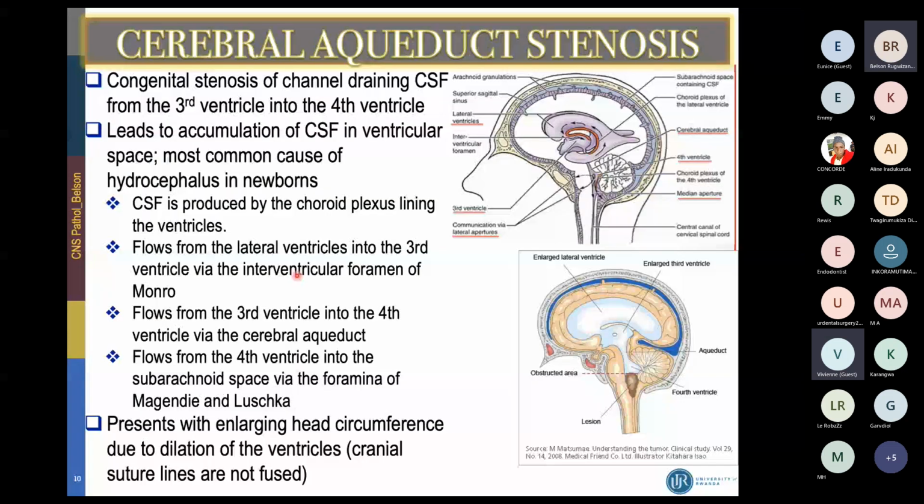So another defect is what they call cerebral aqueduct stenosis. So cerebral aqueduct, you know where it is located. So it is located just here, closer to the cerebellum. I think the raw diagram is better to show that. Yes, so it is here. I think you can see my arrow.